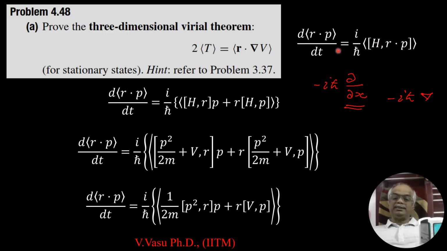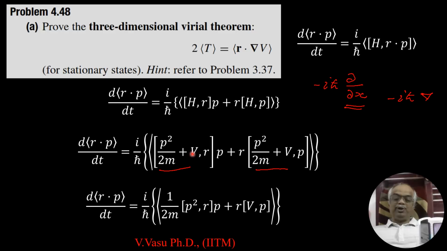This can be written as the time derivative of the expectation value of R dot P is equal to 1 over i h cross, taking the P to the right-hand side and the R to the left-hand side: the commutator of H with R multiplied by P, plus R multiplied by the commutator of the Hamiltonian with P. The Hamiltonian by definition is equal to P squared over 2m plus V, so I have replaced H by P squared over 2m plus V.